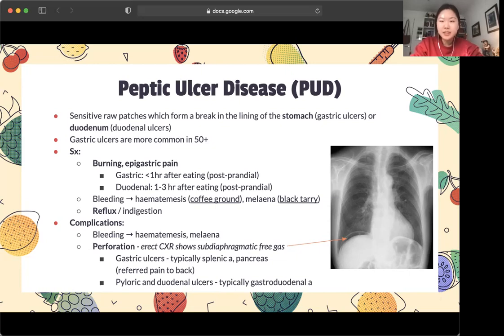Complications, basically perf. We don't like that when there's a perf. Not good, not great for the patient. And if you do an erect chest x-ray, you can see that free gas under the diaphragm. Not a great sign. We don't like that.